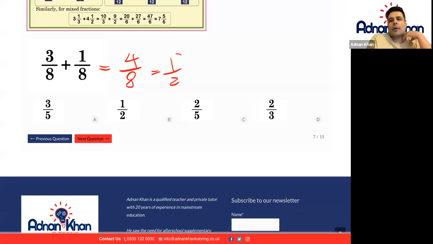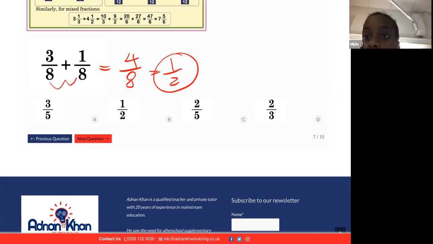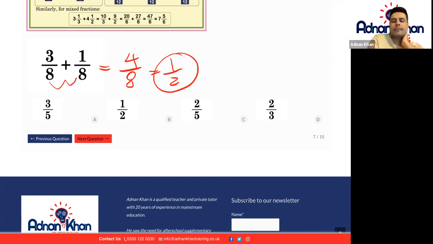So, you know, 8 is the denominator. So you don't need a common denominator because the 8 will stay the same. So if the two numbers at the bottom are different, then you find the common denominator. But because they're both 8, you just remain as 8. And then, like you said, you just simplify it and you get a half.